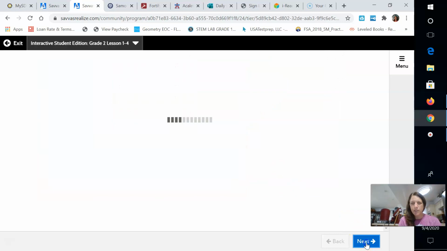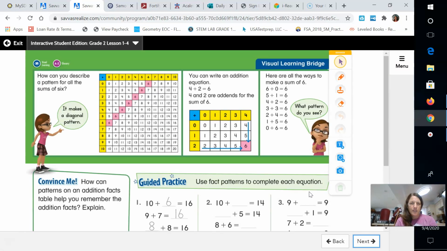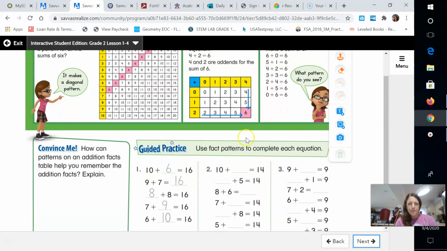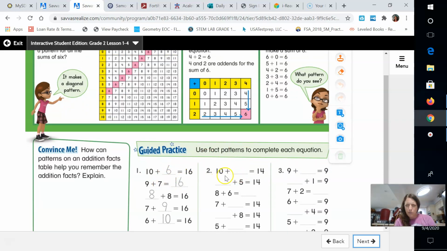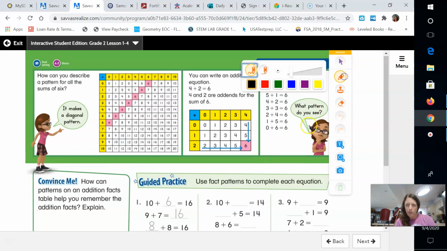Where's my next button? There we go. On this page, it's showing you exactly what we just watched in the video, so that if you need to look back at it for help, you can, okay? This one's done for us. I'm going to show you this one to help you get started, and then you're going to work on these.